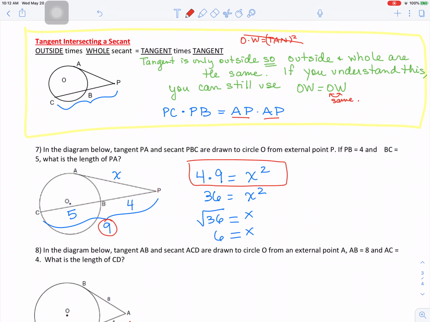Without the 5, I couldn't have gotten the 9. Couldn't have solved the problem because I would have had 2 variables. Okay? But some of you are going to write 4 times 5 equals x squared, and you're going to get the problem wrong. So make sure you're remembering OW equals OW. That's the key here.